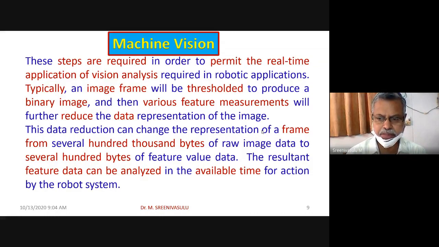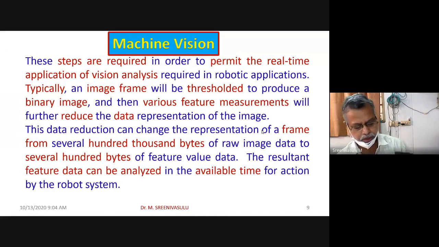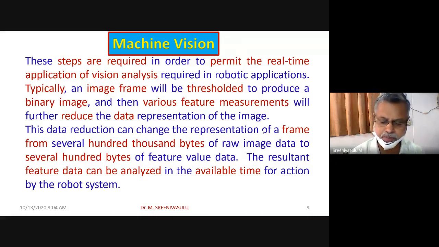And then various feature measurements will further reduce the data representation of the image. In an image, we can either take the support of each and every pixel that is occupied in it. For example, in your photo, you may have this particular cell phone, this entire shape. This shape of the object occupies this area. Then the data that is really required to provide the information about this image of the cell phone will be reduced.